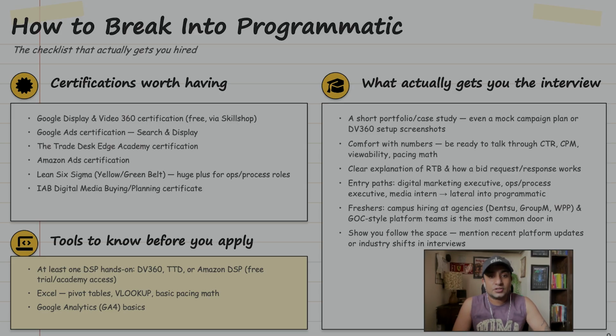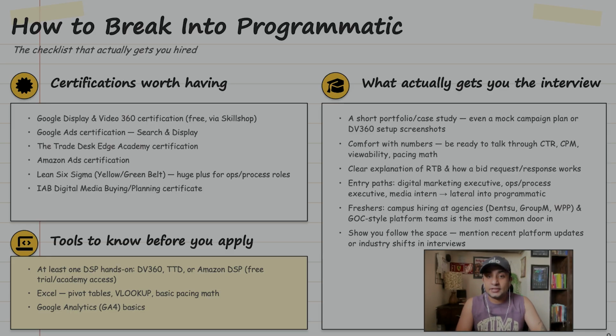Google Ads certification, search and display, it's good for you. The Trade Desk Edge Academy certification, free of cost again. Amazon Ads certification. Lean Six Sigma is a huge plus for you if you are applying for ops roles, process roles. IAB Digital Media Buying and Planning certificates. Tools to know before you apply: you should be at least hands-on on one DSP, be it DV360, Trade Desk, or Amazon DSP. And then Excel knowledge is basic across all the roles. Google Analytics 4 basics are required. If you have that, it's a good point for you.